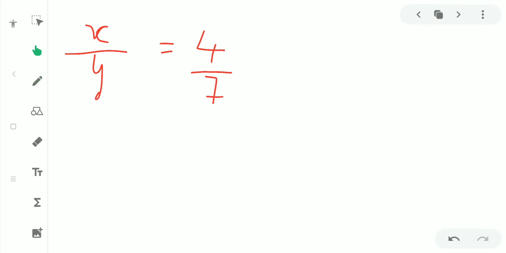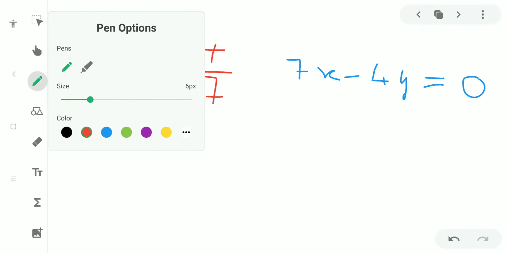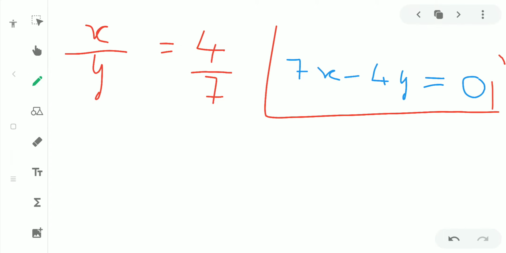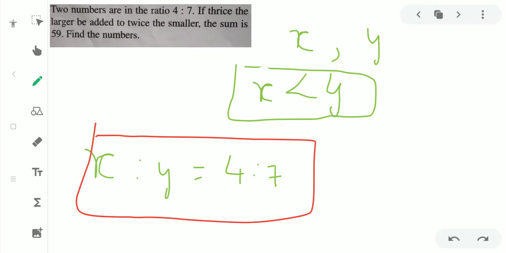So now we are getting 7x minus 4y is equal to 0. So we got the first equation as a linear equation. This is our first part of the question.